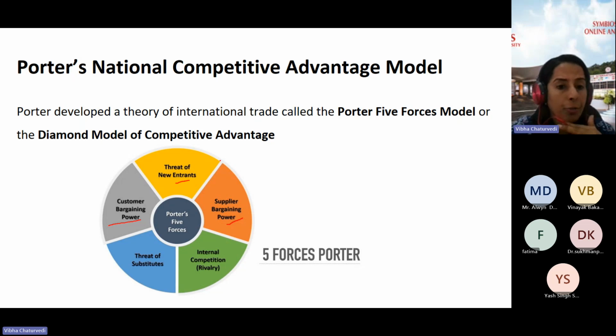Next comes the threat of substitutes. What is the threat of substitutes? When a new product or service meets some basic need in a different way, industry profitability definitely suffers. For example, when mobile phones are meeting the requirement of a camera, the camera industry is definitely suffering unless it does something new or innovative.